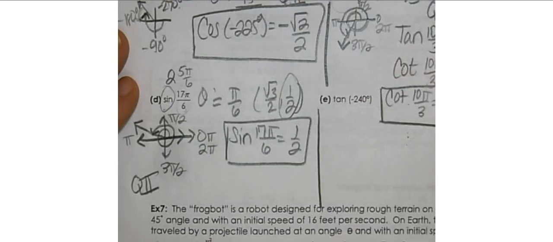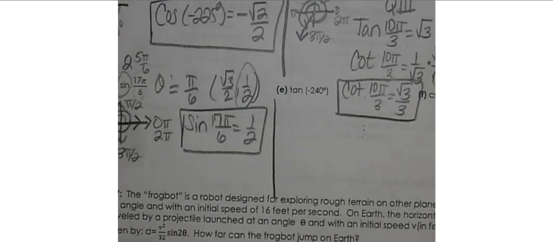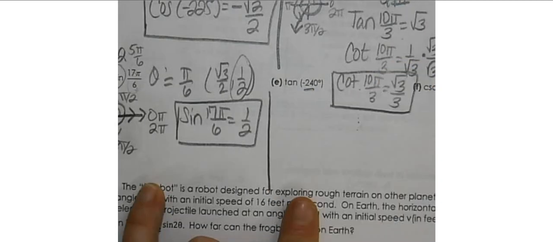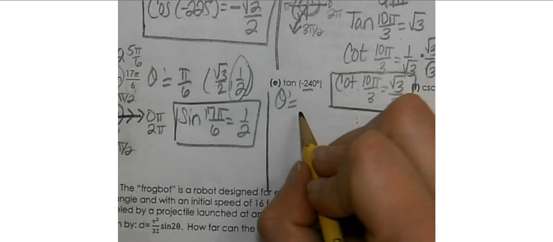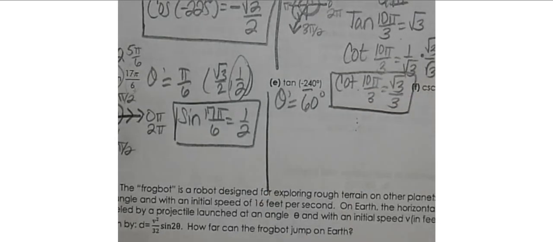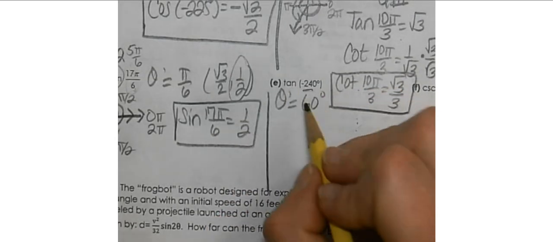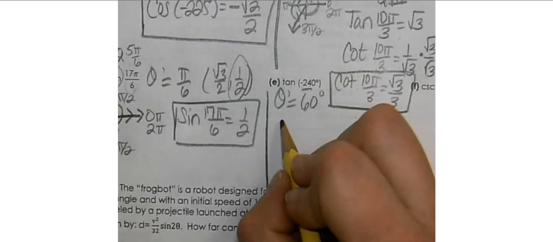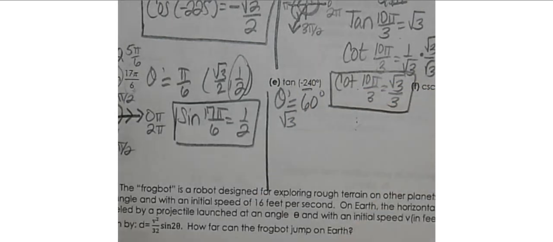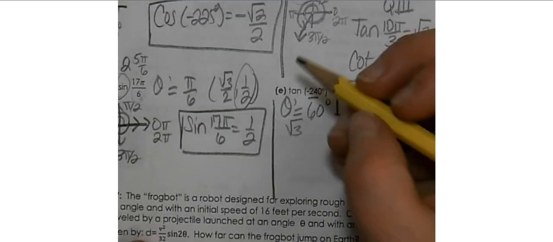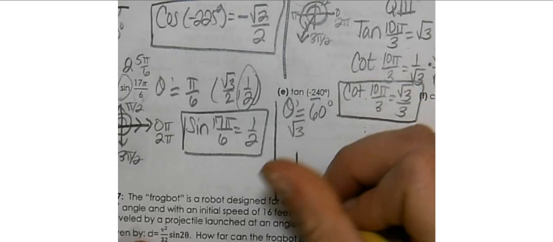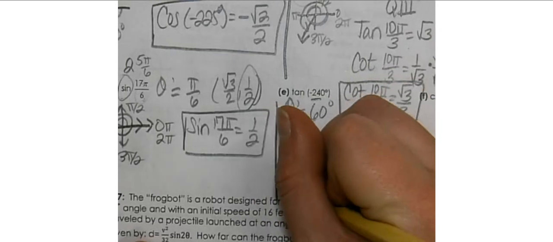Let's go ahead and look at the tangent of negative 240. Well, 24 is divisible by 6, so that tells me automatically that my reference angle is a 60-degree angle. I want tangent, and I know that the tangent of 60 degrees is the square root of 3. I just need to figure out what type of square root of 3 my answer is going to be, so I need to figure out where negative 240 is located. We're working with negative degrees, so we're going in a clockwise motion.